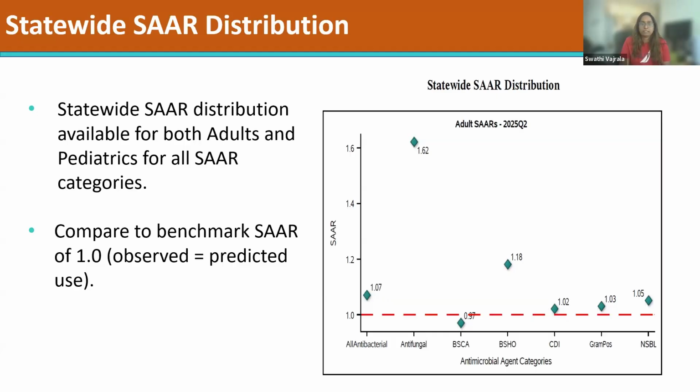If you see the red dotted line, this is the comparison to the SAR benchmark. This is the statewide SAR distribution. For all antibacterials, the value is 1.07, which is above the benchmark, meaning the all-antibacterial SAR in Arizona is high. And if we see the BSCA, it's below the benchmark at 0.97, meaning we predict that the adult statewide SAR distribution for the BSCA is lower than the benchmark, which means lower use.